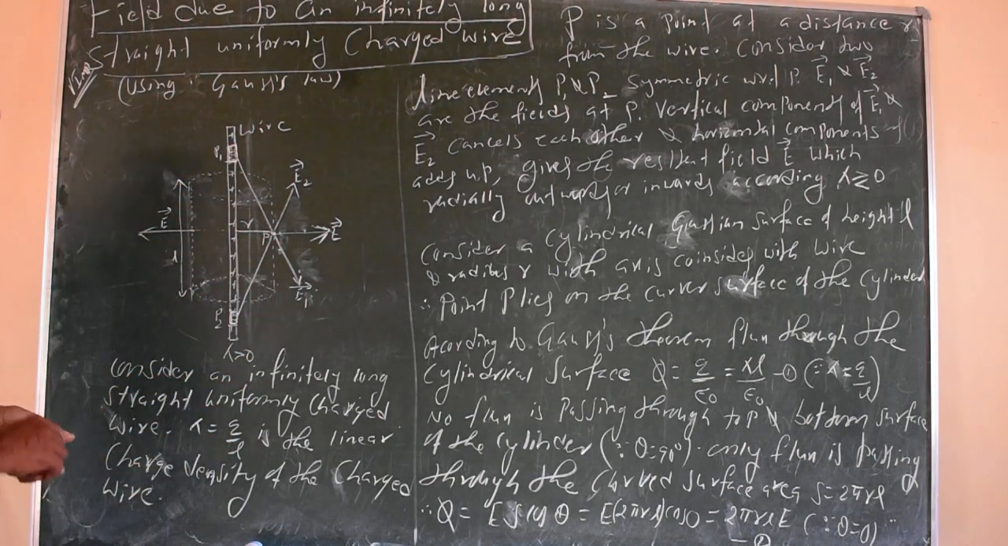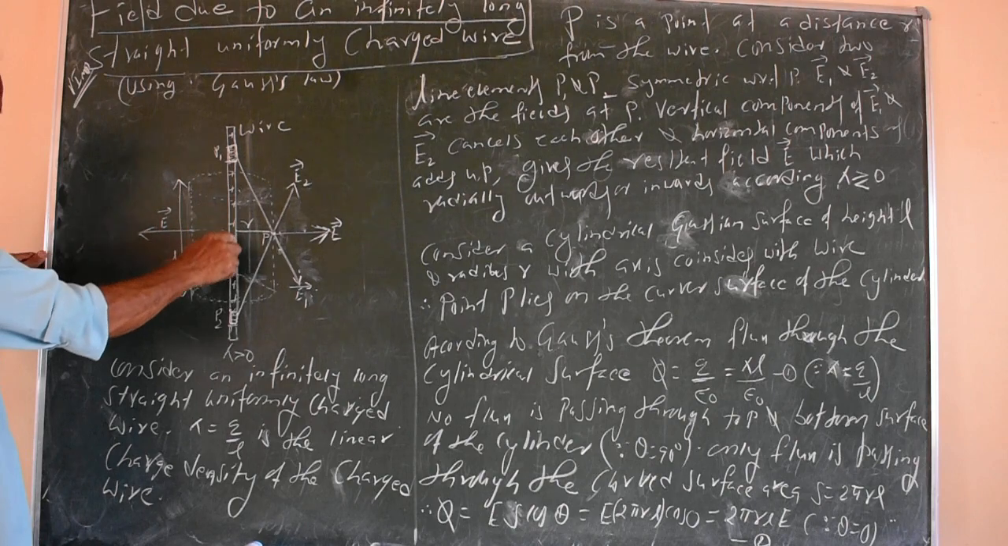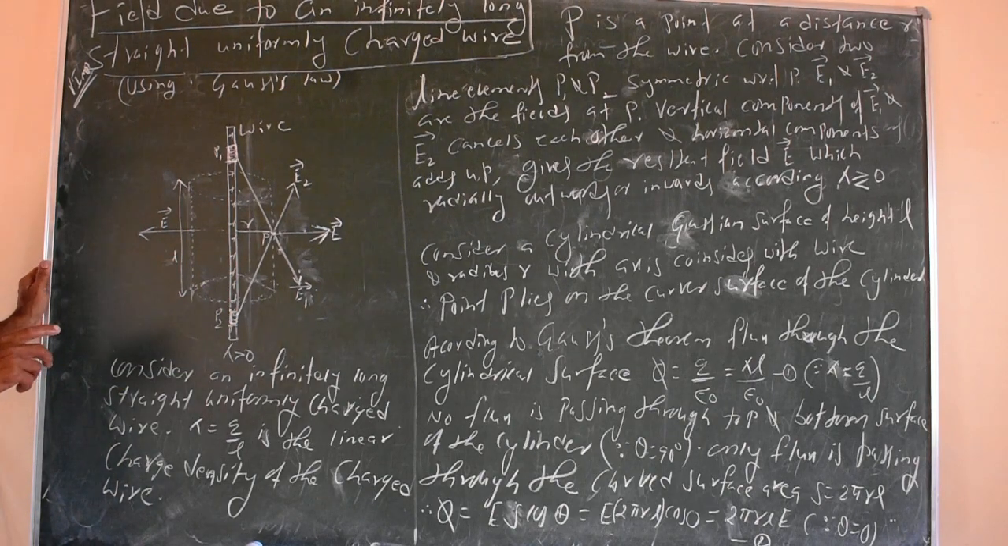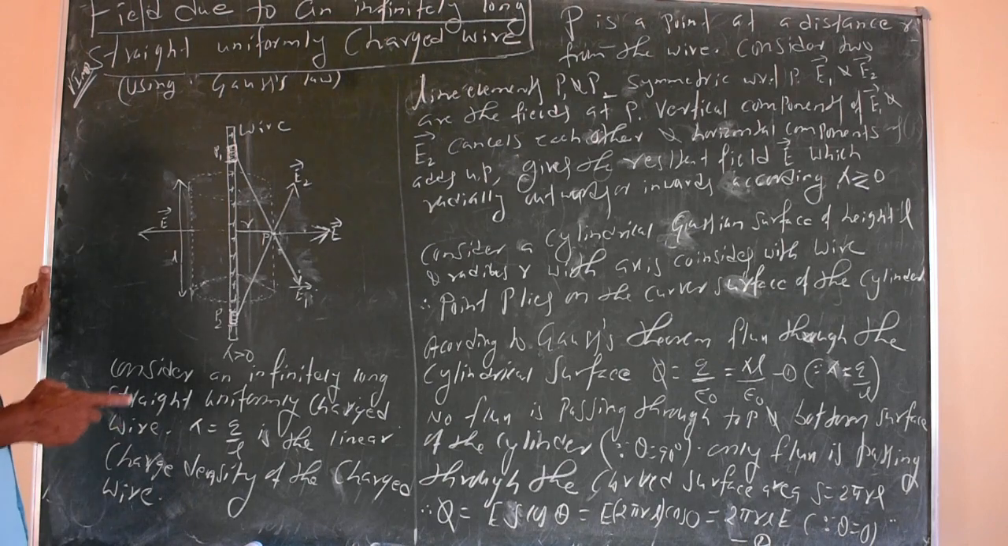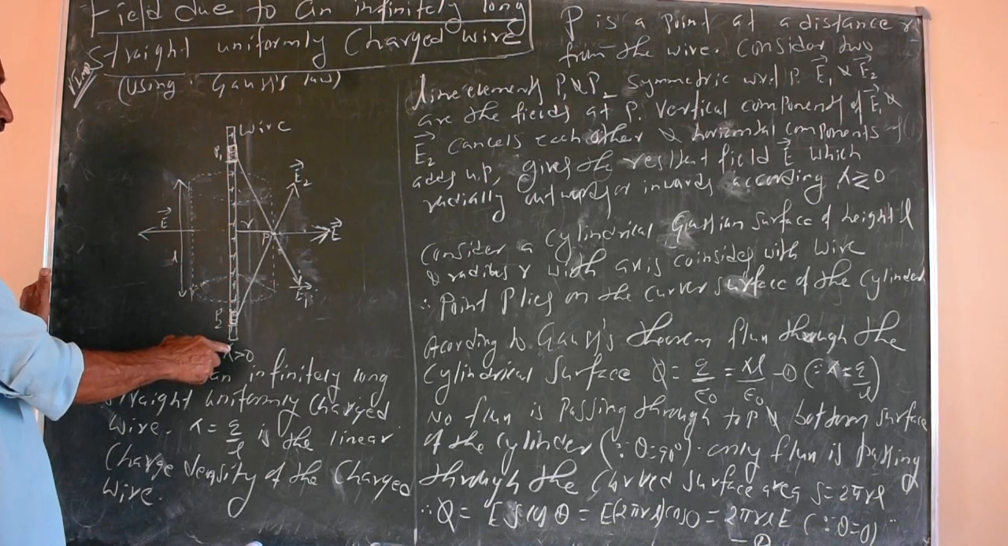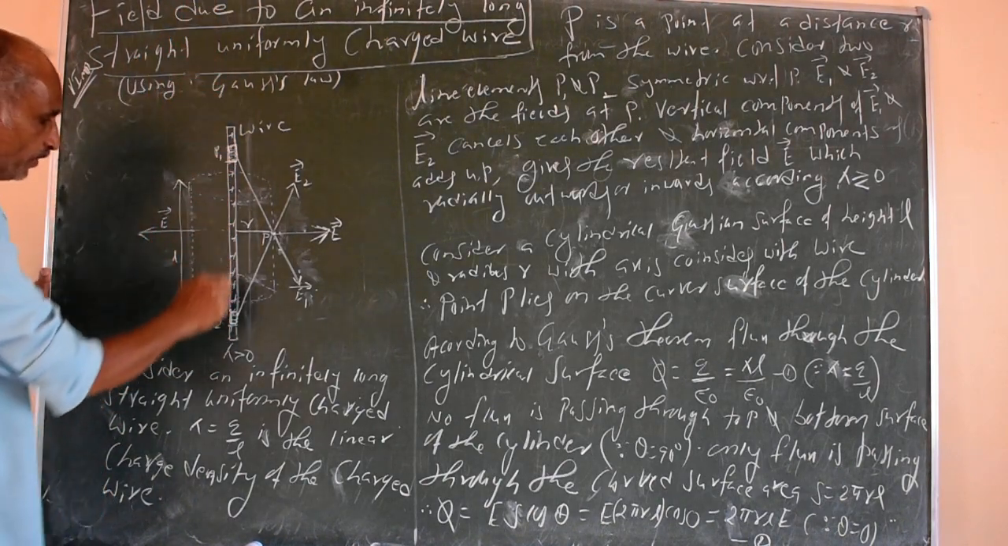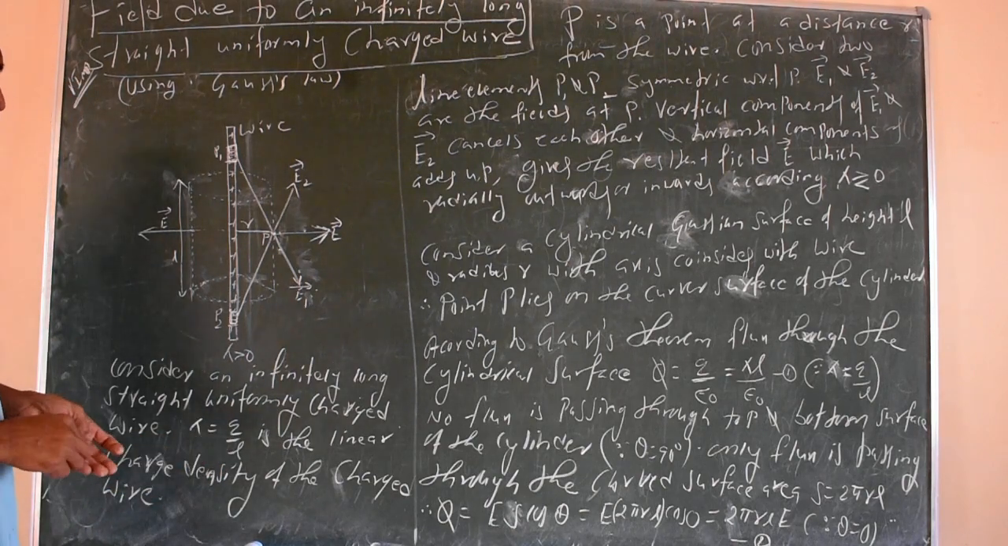Okay. So here is the diagram. Here a uniformly charged, positively charged wire is taken. It may be positively charged or negatively charged, but I can't take both at a time. So a positively charged wire is taken. It extends up to infinity, but in the diagram it is not possible to show.